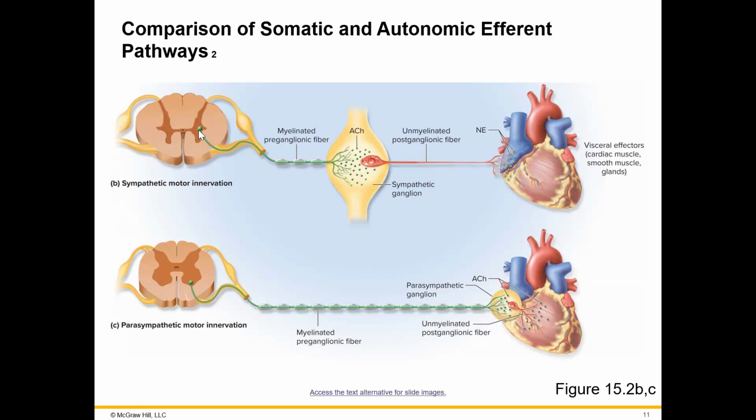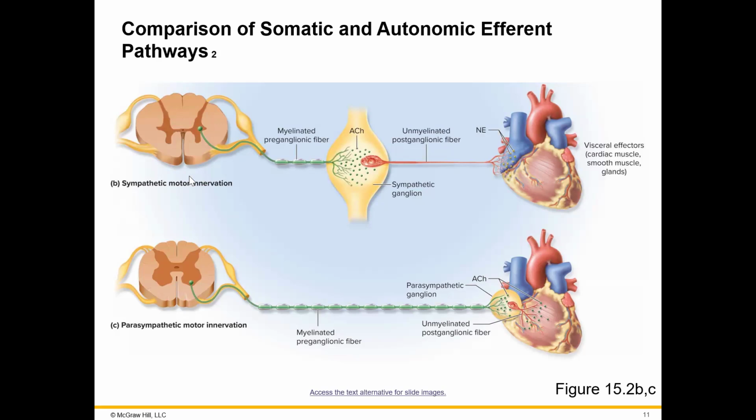So going out the computer to the ganglia in the sympathetic, you're short and myelinated. Leaving the ganglia, you're long and unmyelinated. For parasympathetic is the opposite. Getting to the ganglia, you're long and myelinated. Leaving the ganglia, you're short and unmyelinated. That's the histological difference. Both have ganglia, but one has long preganglionic, short postganglionic. The other has short preganglionic, long postganglionic.